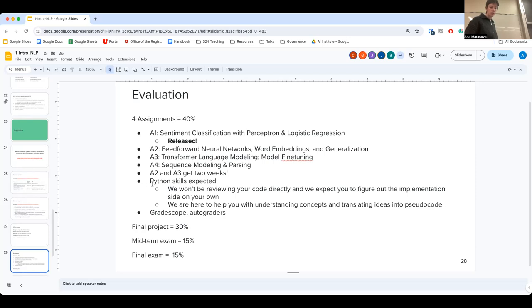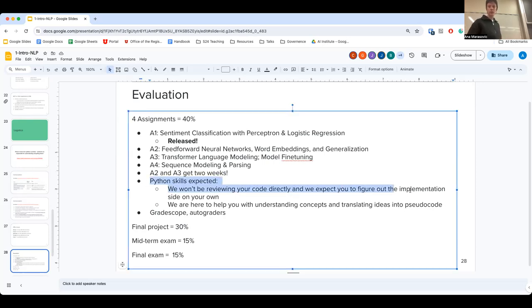regarding Python, sorry, I meant to share this point by point, but because this slide setup is funky, it's now part of this block of text. Regarding Python, I expect that you know how to program in Python. So that's expected that you know. And when you come to the office hours, we will not be reviewing your code directly. So if you don't know how to code a list in Python or how to make a dictionary, that's something we expect you to know. And we will help you with turning ideas into pseudocode, but we'll not tell you, this is how you code a list in Python.